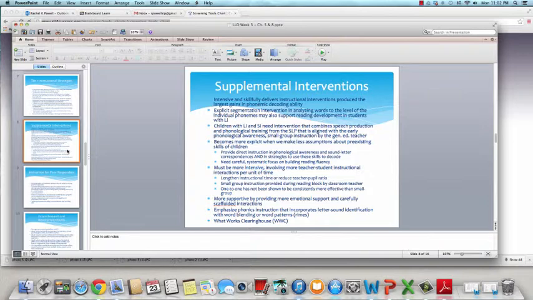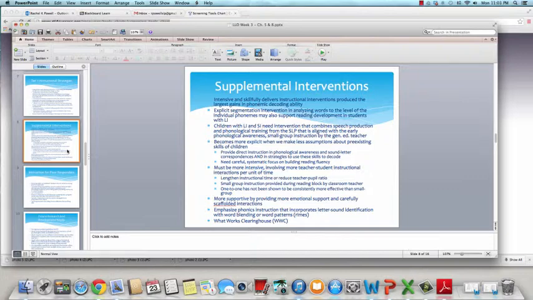And you need to combine this with speech production and phonological training and link it to the curriculum and what the teacher is teaching. You can't just teach your skills in isolation in your little room. You have to get into the curriculum and see what the teacher's doing in the classroom in order to be the most effective SLP in your instruction and help your children to be more successful in the curriculum.